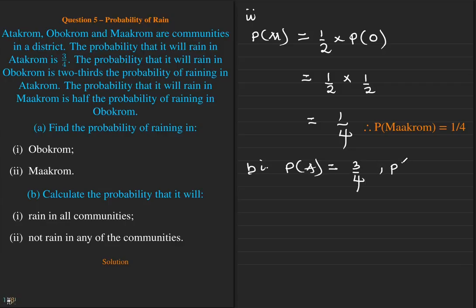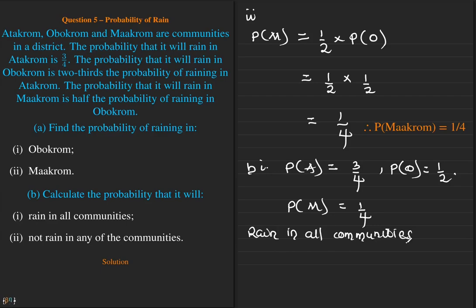The probability that it rains in Obokrom is also 1 over 2. And then the probability that it rains in Maakrom, as we have solved, is 1 over 4. It simply means if you have solved any of them wrongly, it is going to affect this one you're about to solve. So for it to rain in all communities, we are going to say all communities.